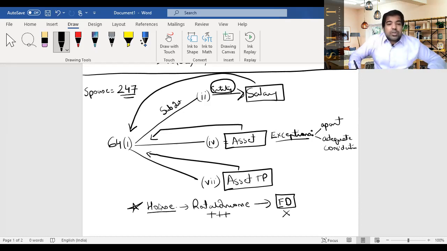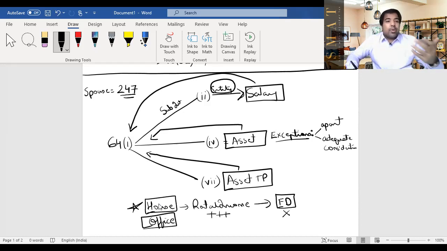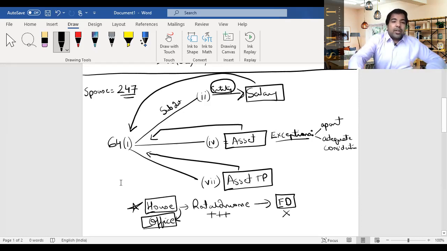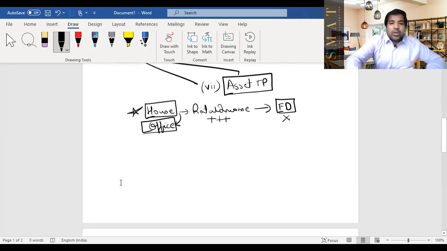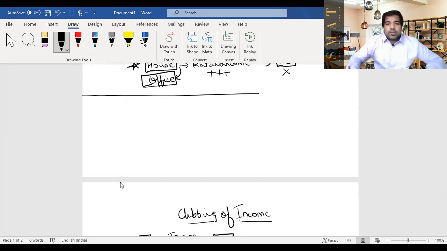But guys, if this house is sold and an office is bought, and from that there is rental income, still it will be added, because this is just changing the form of the asset. So if the house is sold and bought another office, even rental income from the office will be added back into your hands. And 64 1 2 4 and 7 is for spouse.